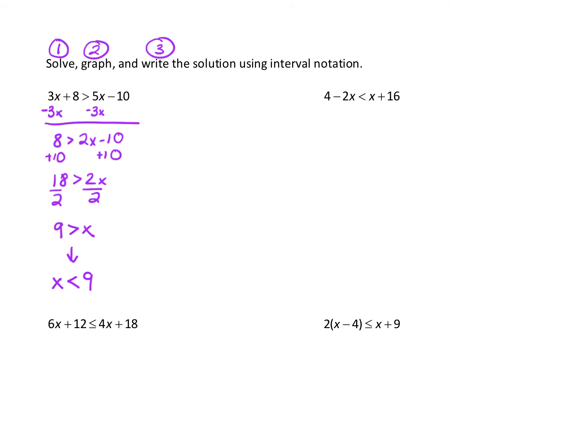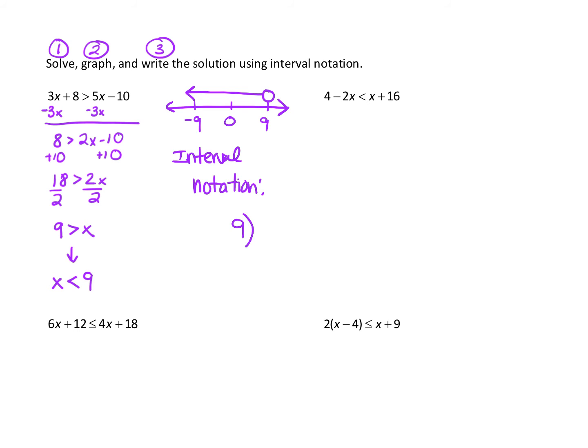All right, now let's graph this. So I'm going to draw my number line. I'm going to put 0, 9, and -9. Then it says x is less than 9, so no equal to symbol, so I'm going to have an open circle on 9, and then less than is going to go to the left. Now let's write this in interval notation. So 9 is the maximum, but it doesn't include, so it's going to be a parentheses, and it's going to the left forever, so that's going to be -infinity.